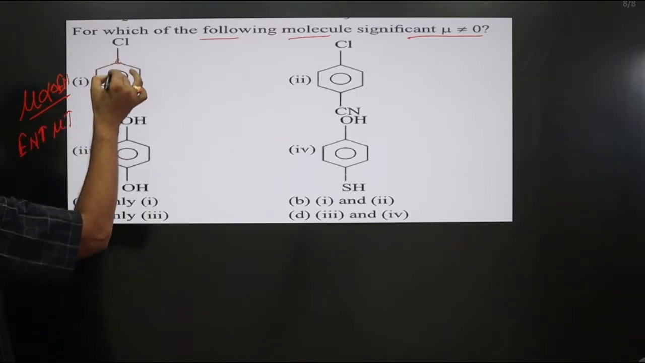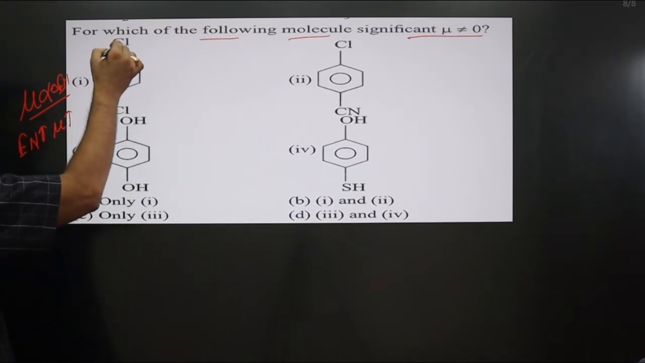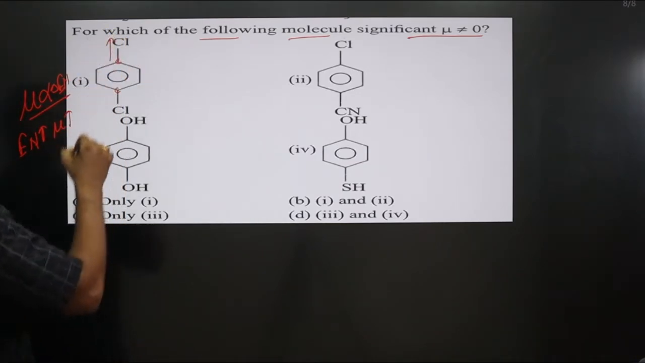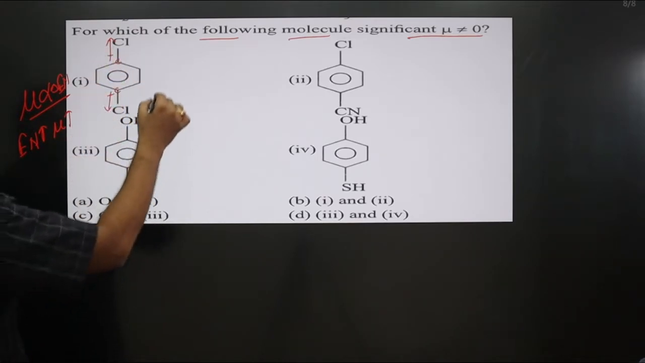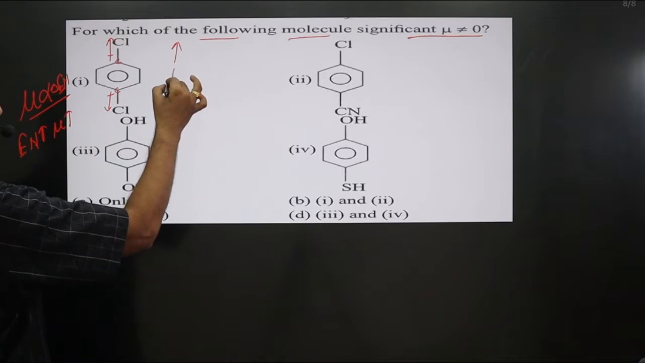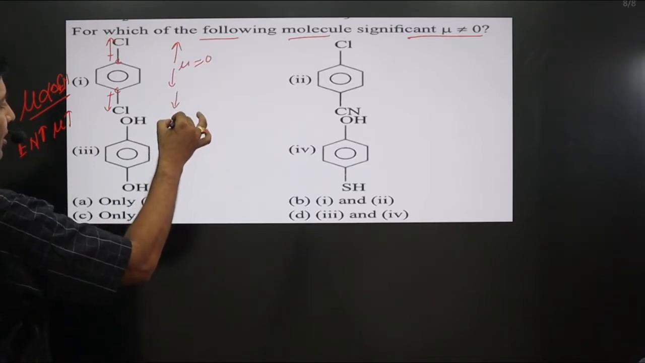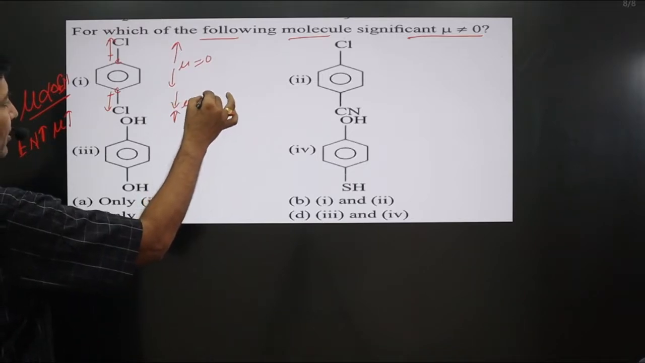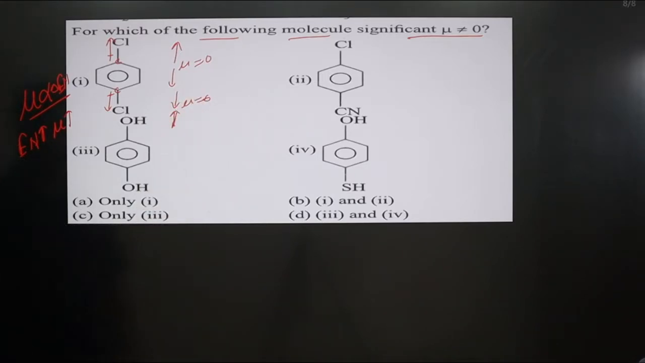This is carbon, this is carbon. If you find the difference, Cl is more electronegative than carbon, so this is the dipole moment we have. In this case also you can see Cl is more electronegative than carbon. When these two arrows are moving in opposite directions, they will cancel out each other. Even if the arrows are coming like this, the dipole moment will be 0. So in this case the dipole moment is 0.